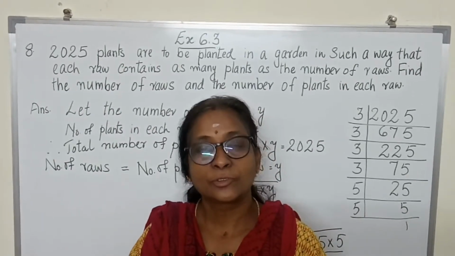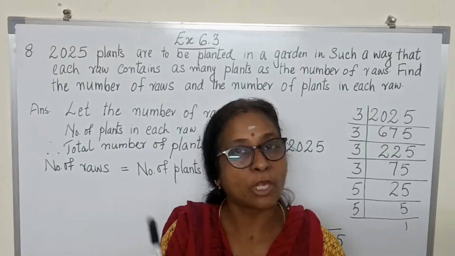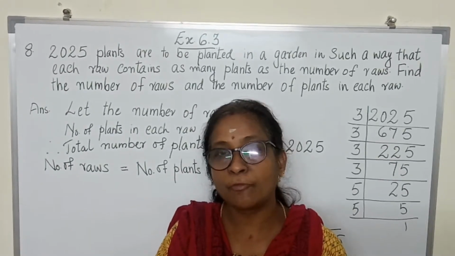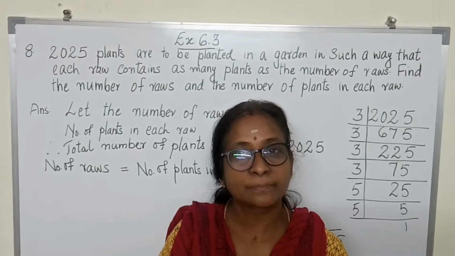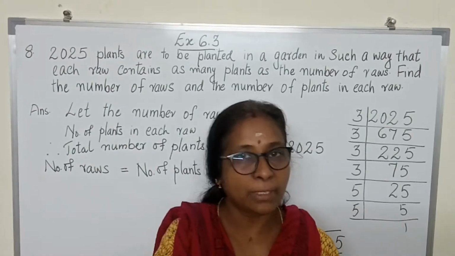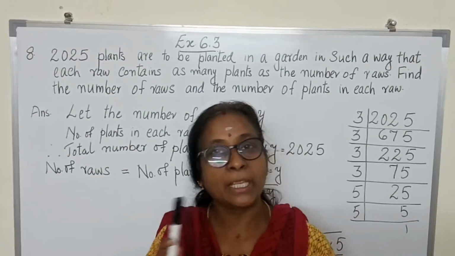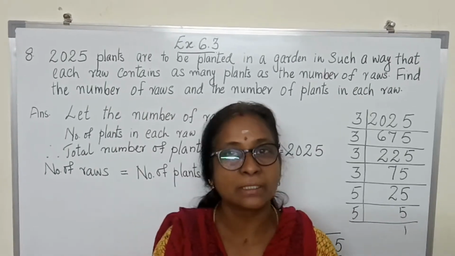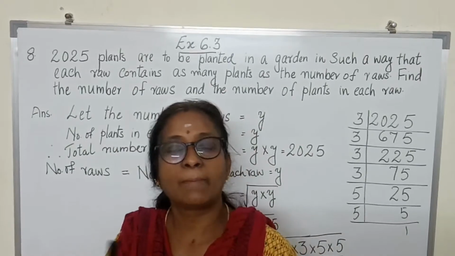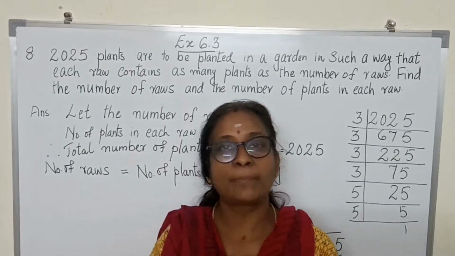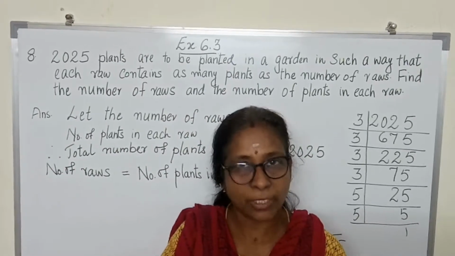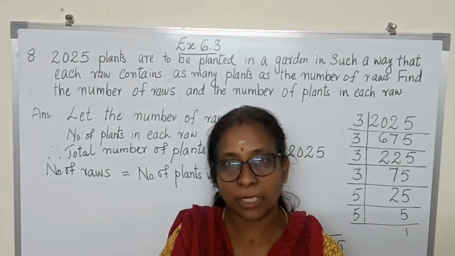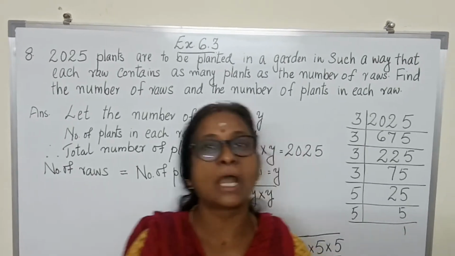Okay. So you are given the total number of plants. How will you find the total number of plants? In one row, how many plants are there? That many rows are also there. So the total number of plants will be the number of rows multiplied by the number of plants in one row. Now let us see how to solve it.